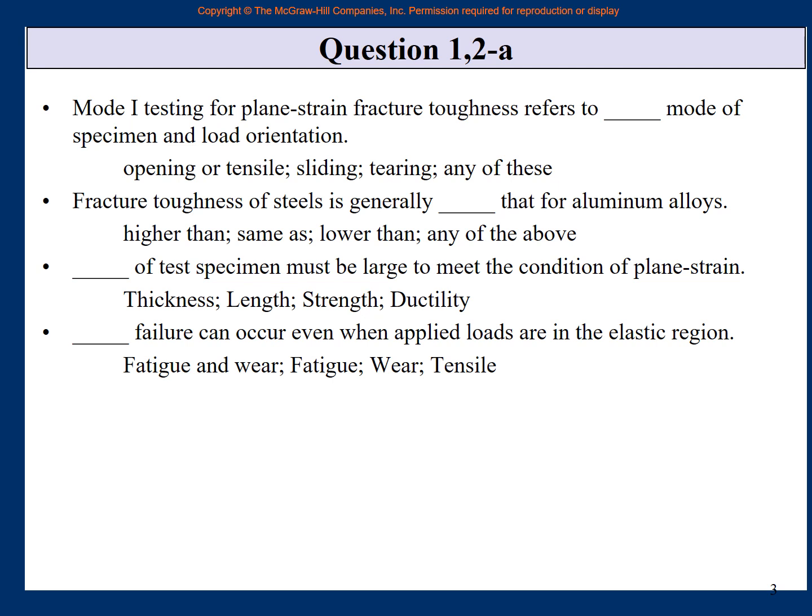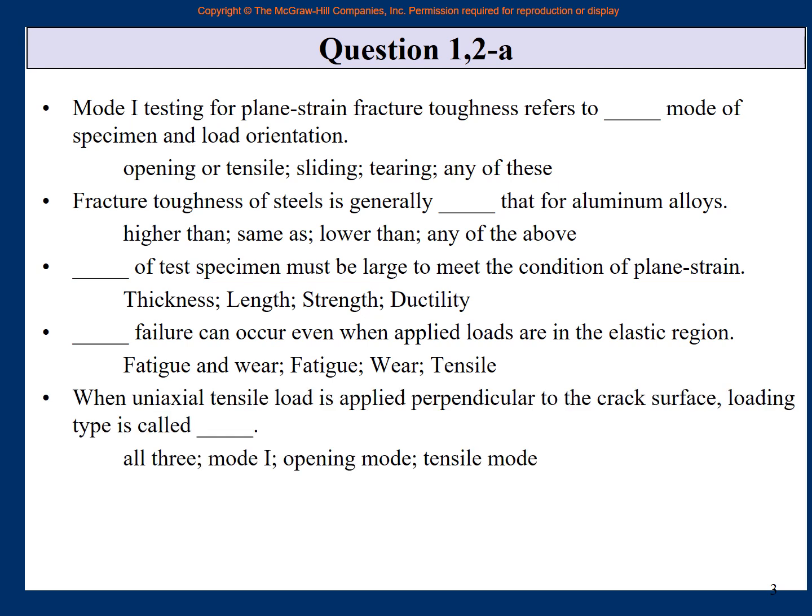Dash failure can occur even when applied loads are in the elastic region: fatigue and wear, tensile. So you know that the answer is fatigue and wear. Fatigue loads, of course, even at half the yield strength, but the load is cyclic, it keeps on repeating, the material can fail. And wear has got nothing to do with the amount of the load. Wear is the surface erosion, right? So fatigue and wear can happen even when the loads are in the elastic region.